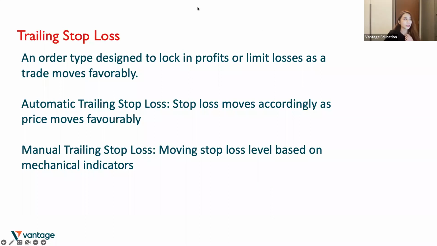We are also looking at understanding the trailing stop loss and other types designed to lock in profits or limit losses as a trade moves favorably. An automatic trailing stop loss means the stop loss moves accordingly as the price moves favorably. Later on, I will let you see the manual trailing stop loss instead of automatic. Automatic is like your AI stop losses. We are also looking at manual trailing stop loss, moving the stop loss level based on mechanical indicators.